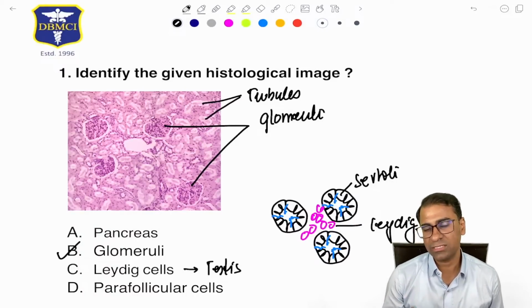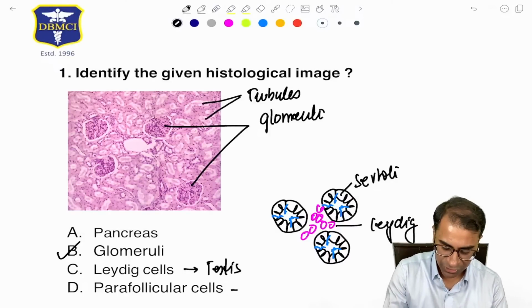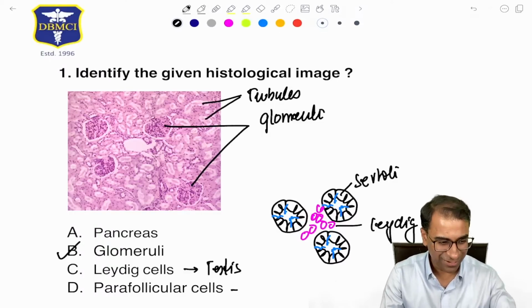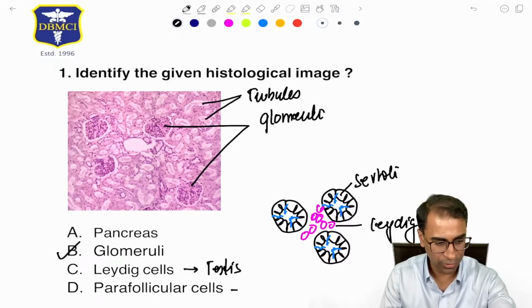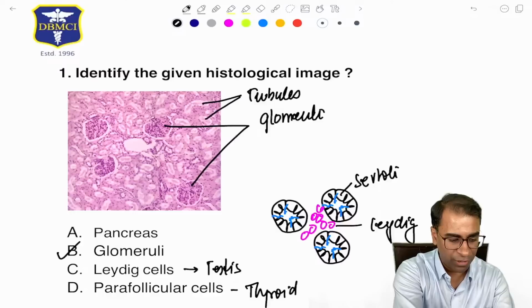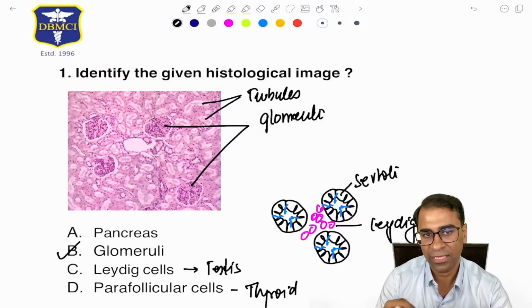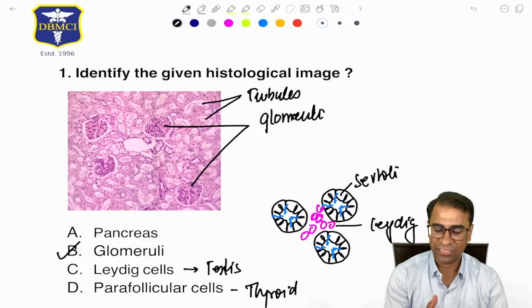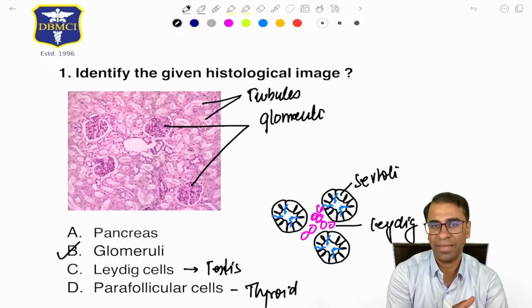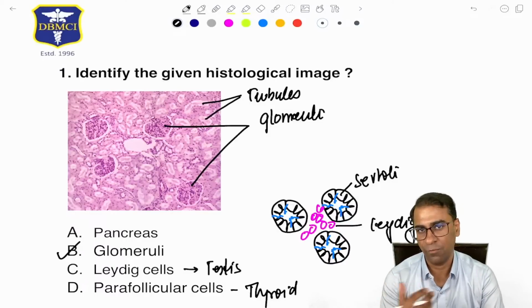About the parafollicular cells and the follicular cells, in which organ are these seen? It is seen in the thyroid gland. Just remember, the parafollicular C cells make calcitonin, and the thyroid follicular cells make T3 and T4 when they combine with the thyroglobulin of the colloid along with the iodine from the vessels.